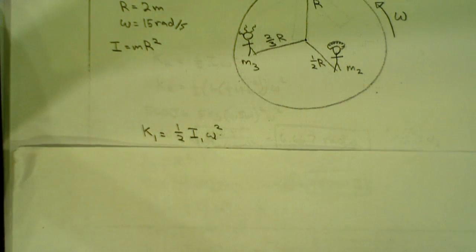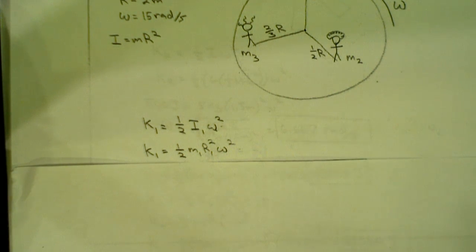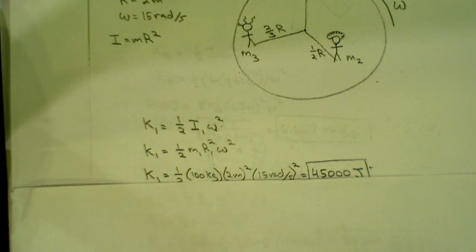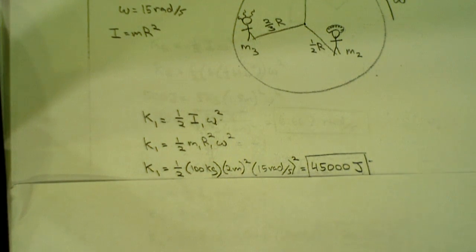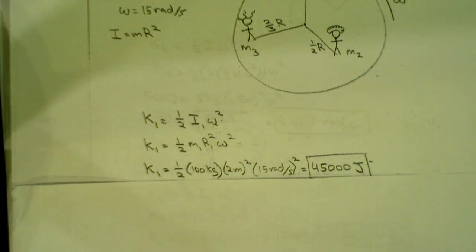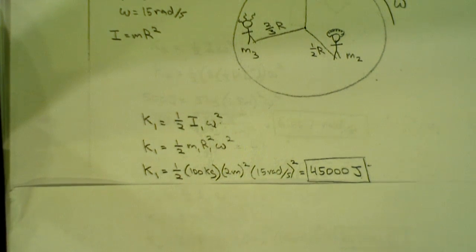All right? So go step by step. We know I is going to be calculated as mr squared, so we substitute that for I. And we're going to use mass 1 because that's what we're looking at, and then also we're going to use radius 1 because that's what we're working with. All right, so mass 1 was given as 100 kilograms, and then R1 was given as 2 meters because he's all the way at the edge of the merry-go-round. And then the angular speed is given as 15 radians per second. So we plug in all those values and we get 45,000 joules. All right, that's a lot of energy.